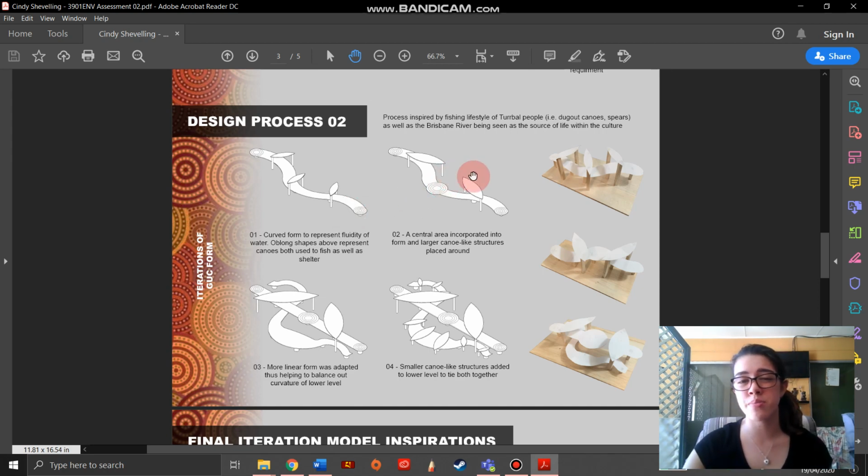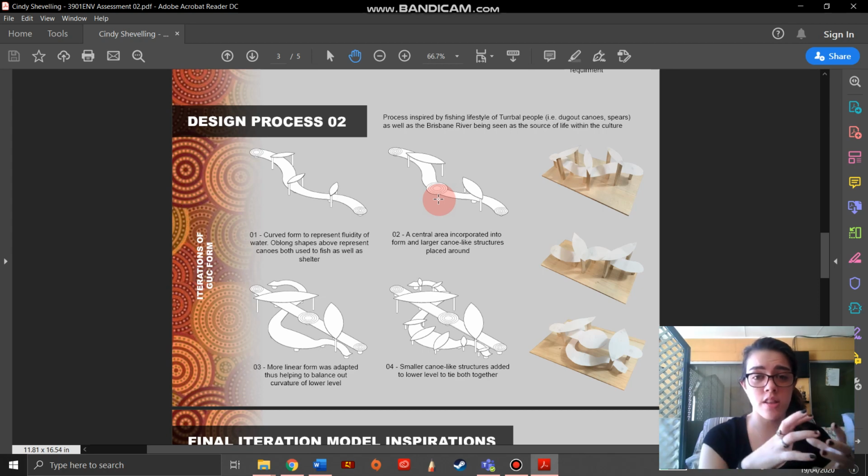Moving on to my second one, I played around with, again, the centralized idea of this central meeting point, and having the ends of both sides as connectors that you would meet up towards the middle. And then I played around with these larger canoe-like structures that I thought would be a bit more interesting if I enlarged them, and a bit more distinguishable from far away.